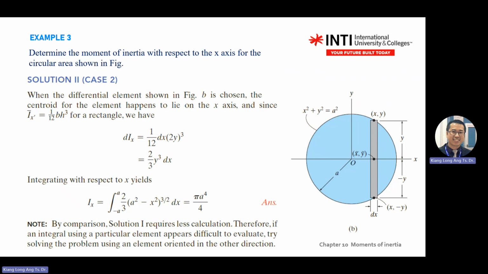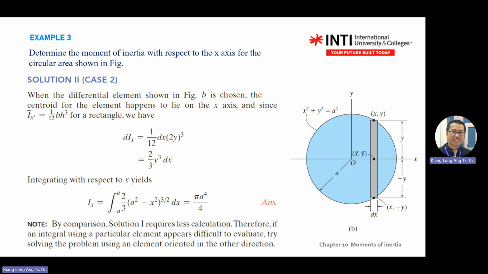So what is your b in this case? Your b is here. This is the base of your rectangle. So b is dx. h is 2y. So you substitute your 2y here and rearrange the equation. You get 2/3 y cubed dx. This is, you can say, redundant because the question always changes, but this concept is important. This concept is important if you use method number 2.